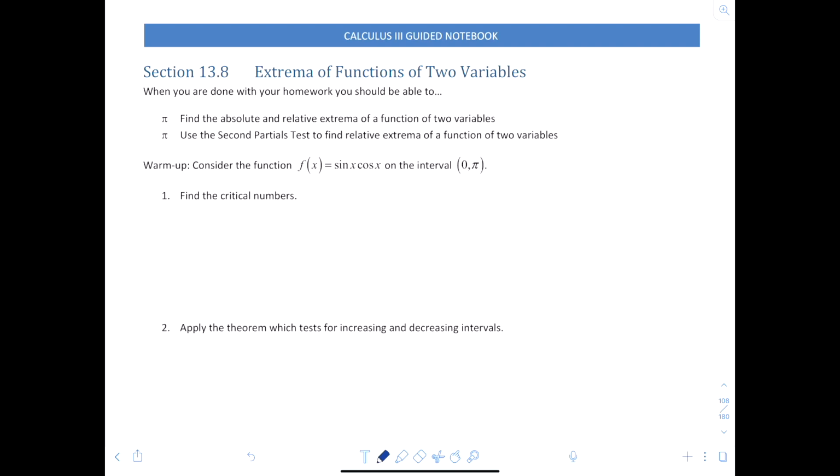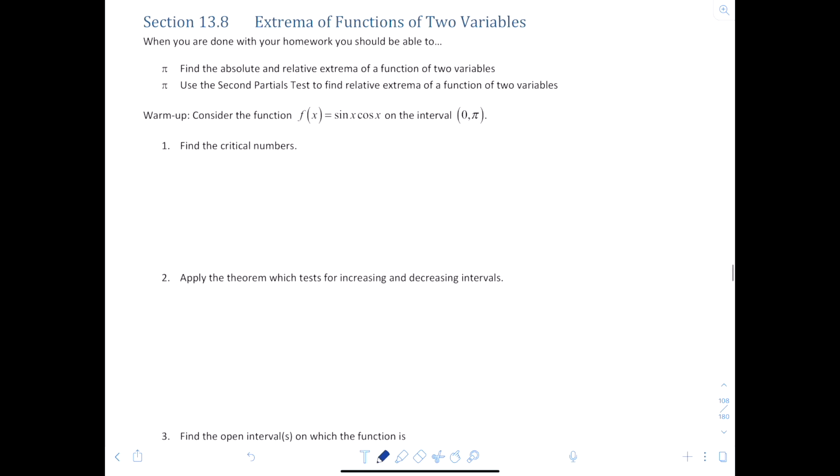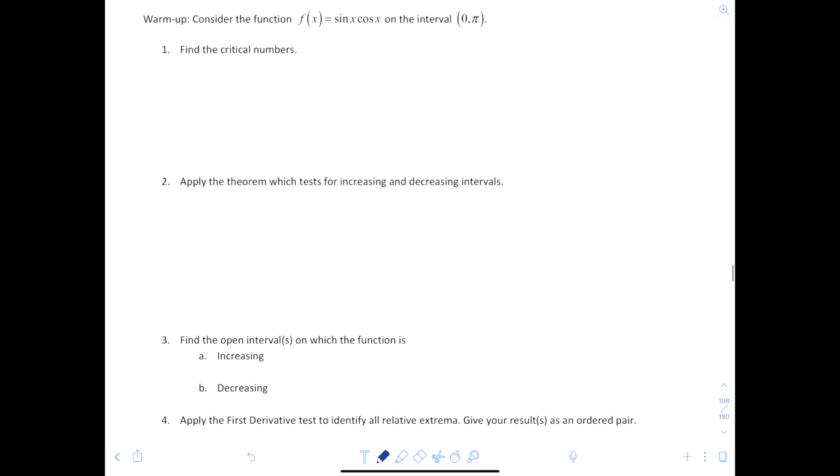So let's go ahead and warm it on up. We're going to consider the function f of x is equal to sine of x times cosine x on the open interval from 0 to pi, and take a look at characteristics of the function by using calculus skills.